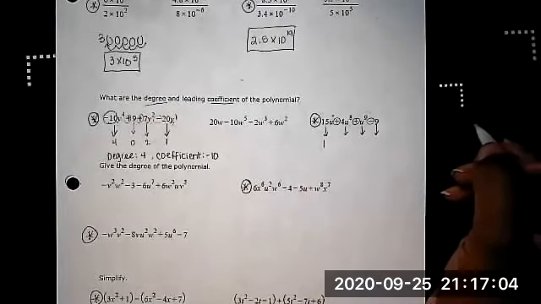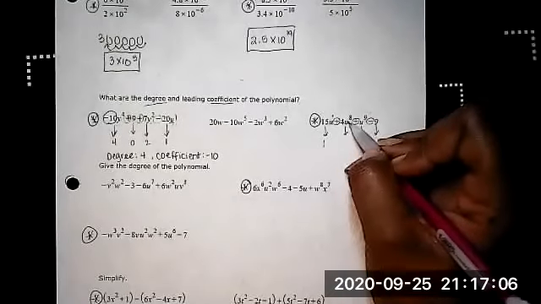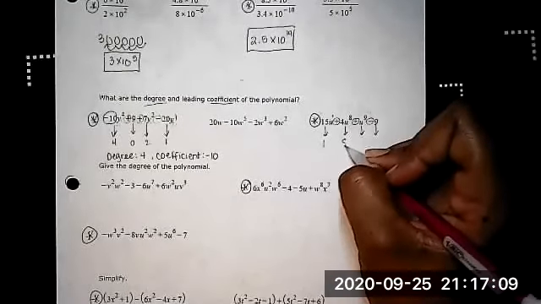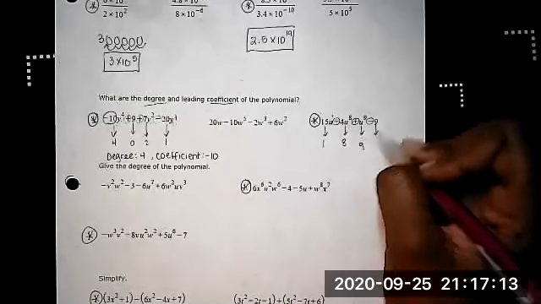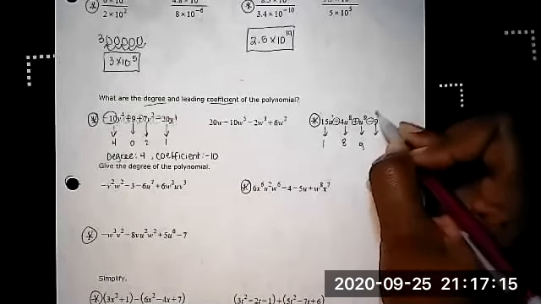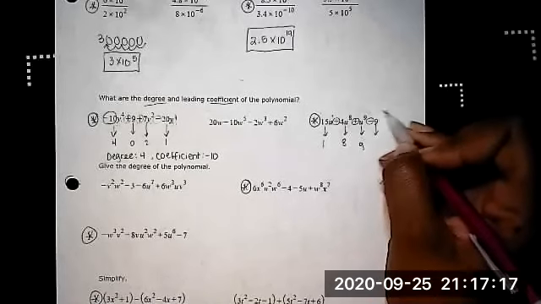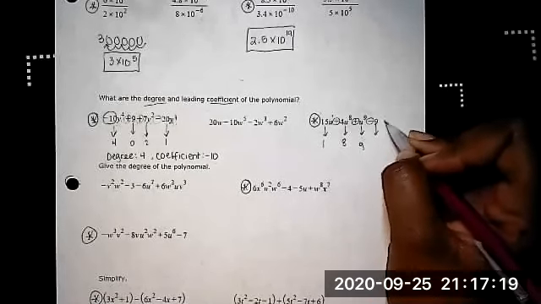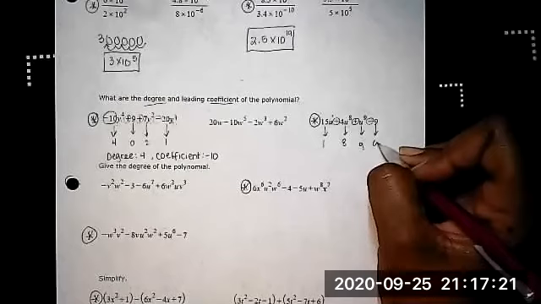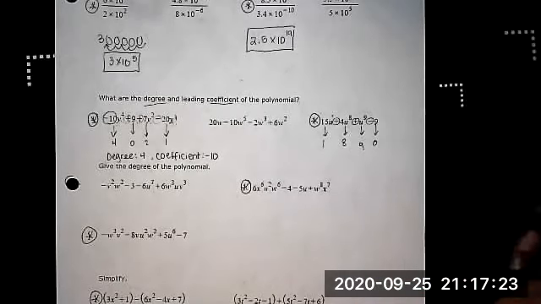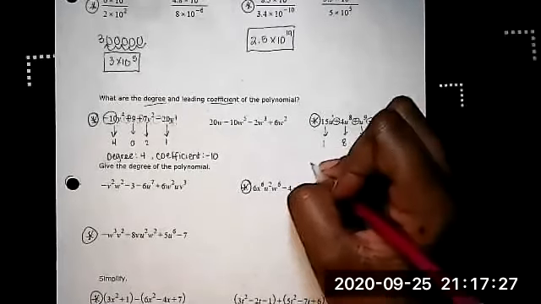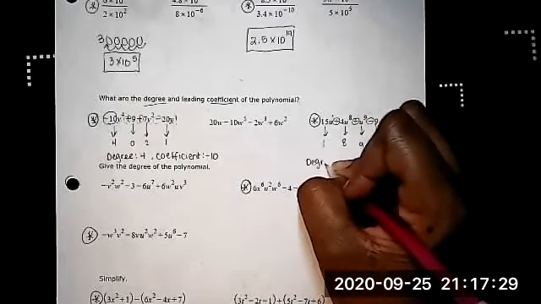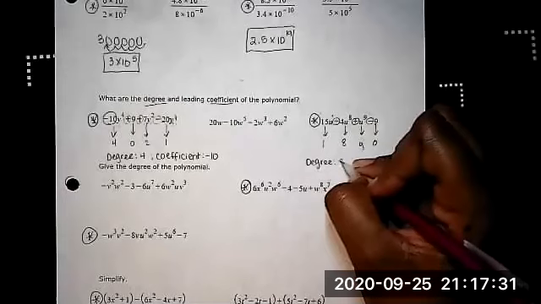u has an exponent of 1, so the degree is 1. 4u to the 8th, the degree is 8. u to the 9th, the degree is 9. 9 has no exponent and no variable, so its degree is 0. When it's just a number, the degree is 0. So the highest degree here is 8. So the degree they're asking you for would be 8.